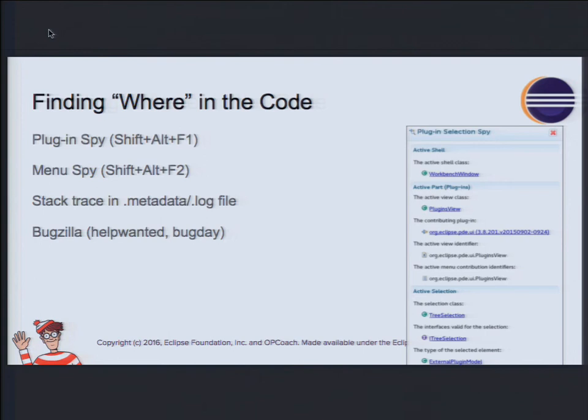Now, for the plugin spy, you would need to get the Eclipse IDE for committers or download the SDK to have access to this. Both of those downloads include all of the source code. You can't actually edit it though. You actually have to pull the source code from the Git repositories, and I'll talk about that in a second.